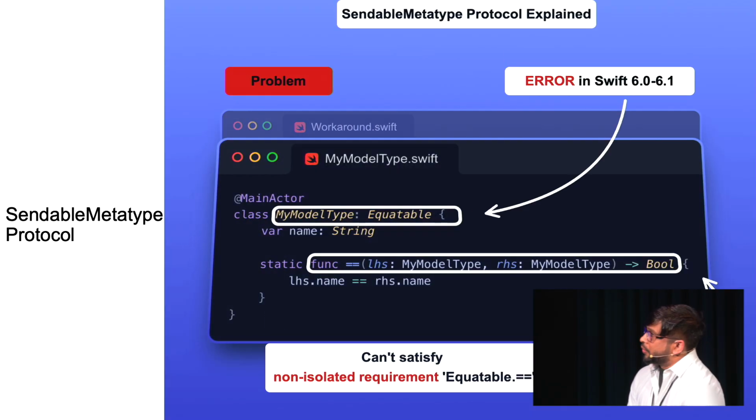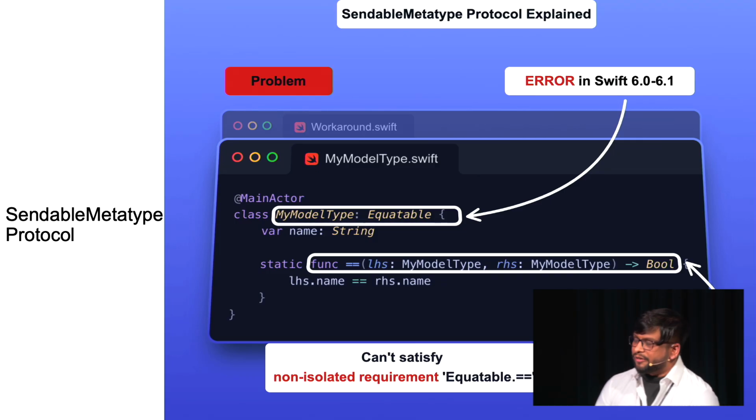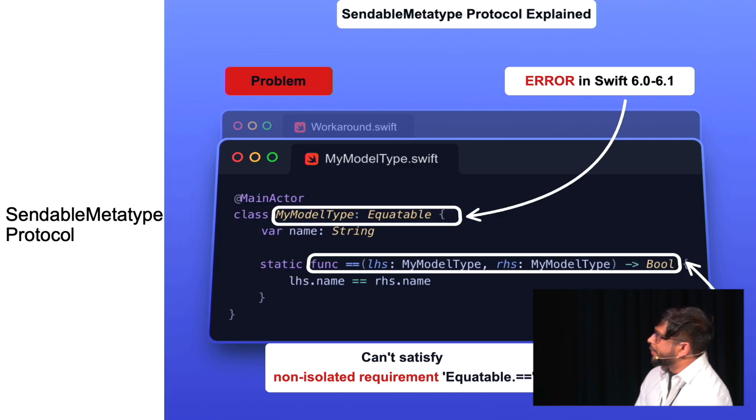Now let's talk about Sendable metatype. This is new in Swift 6.2. It's a part of SE-0470. This protocol exists to solve a very specific problem in isolated conformances. Before we see the solution, let's discuss the problem here.